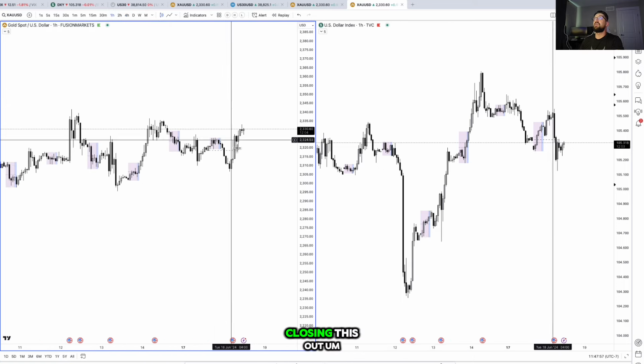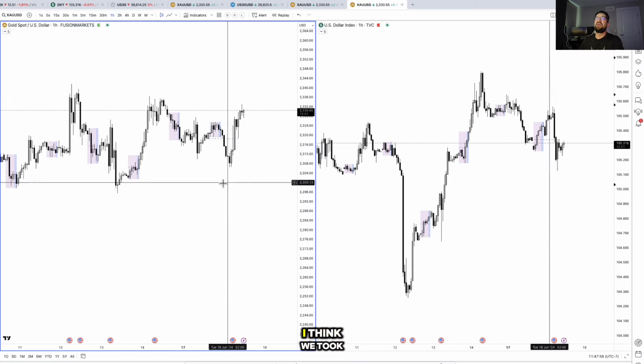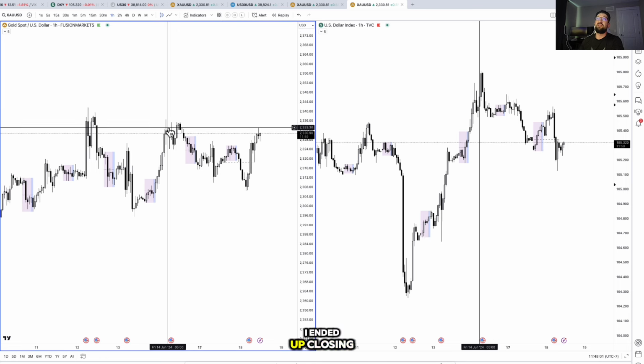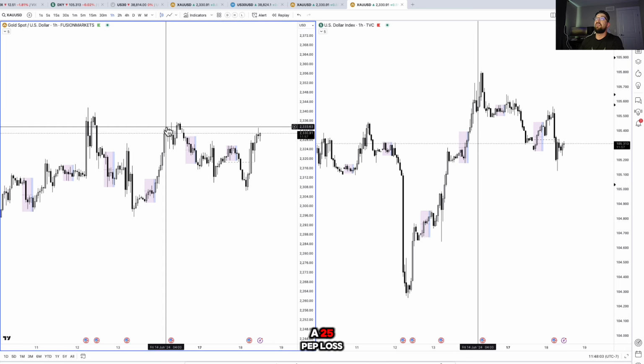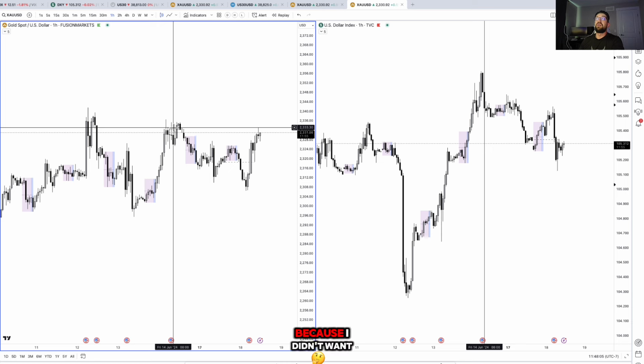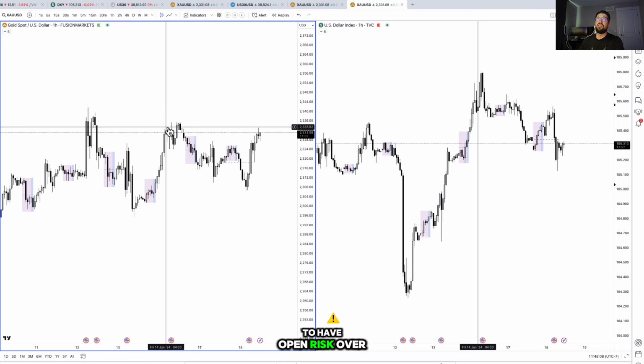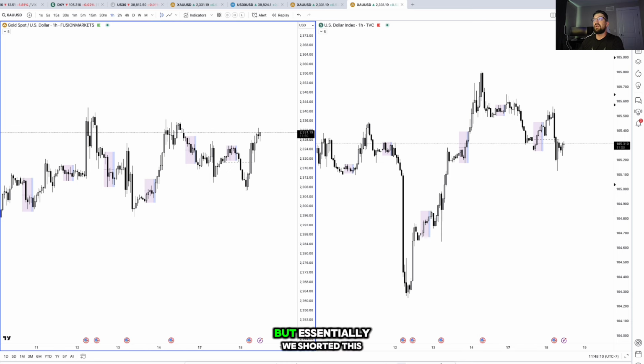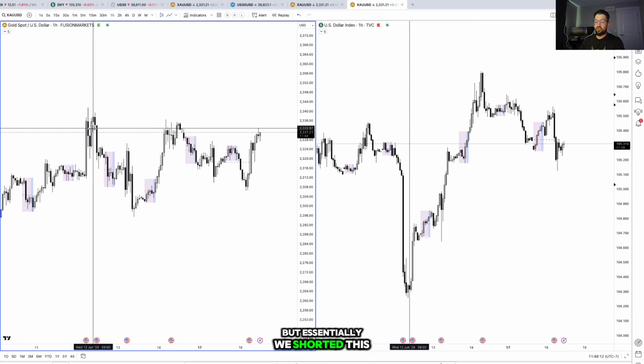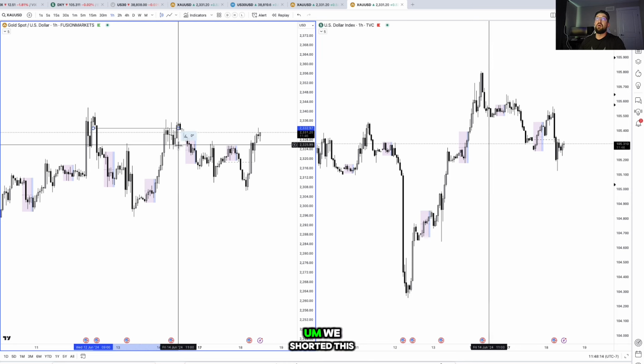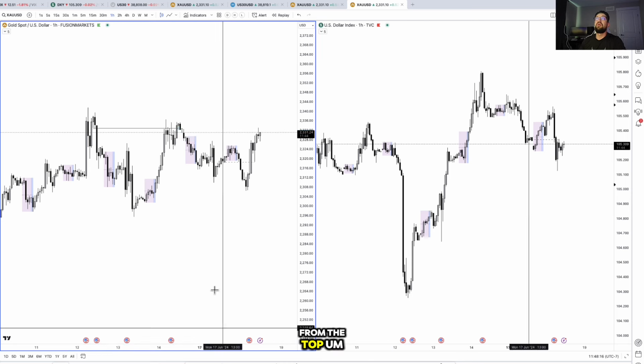Now I ended up closing this out. I think we took like a 65 pip stop. I ended up closing this trade out at a 25 pip loss because I didn't want to have open risk over the weekend. But essentially, we shorted this. We shorted this from the top.